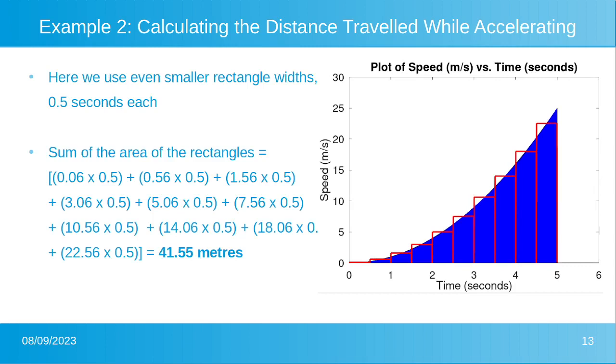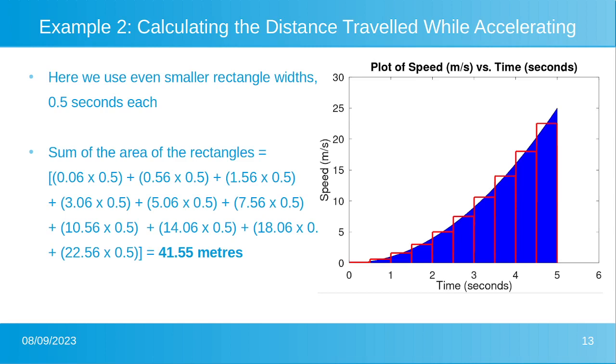Now we can go further again. We can use even smaller rectangle widths and even more rectangles. So this time we're using 10 rectangles with a width of 0.5 units, 0.5 seconds each. And this is illustrated here on the graph on the right hand side.